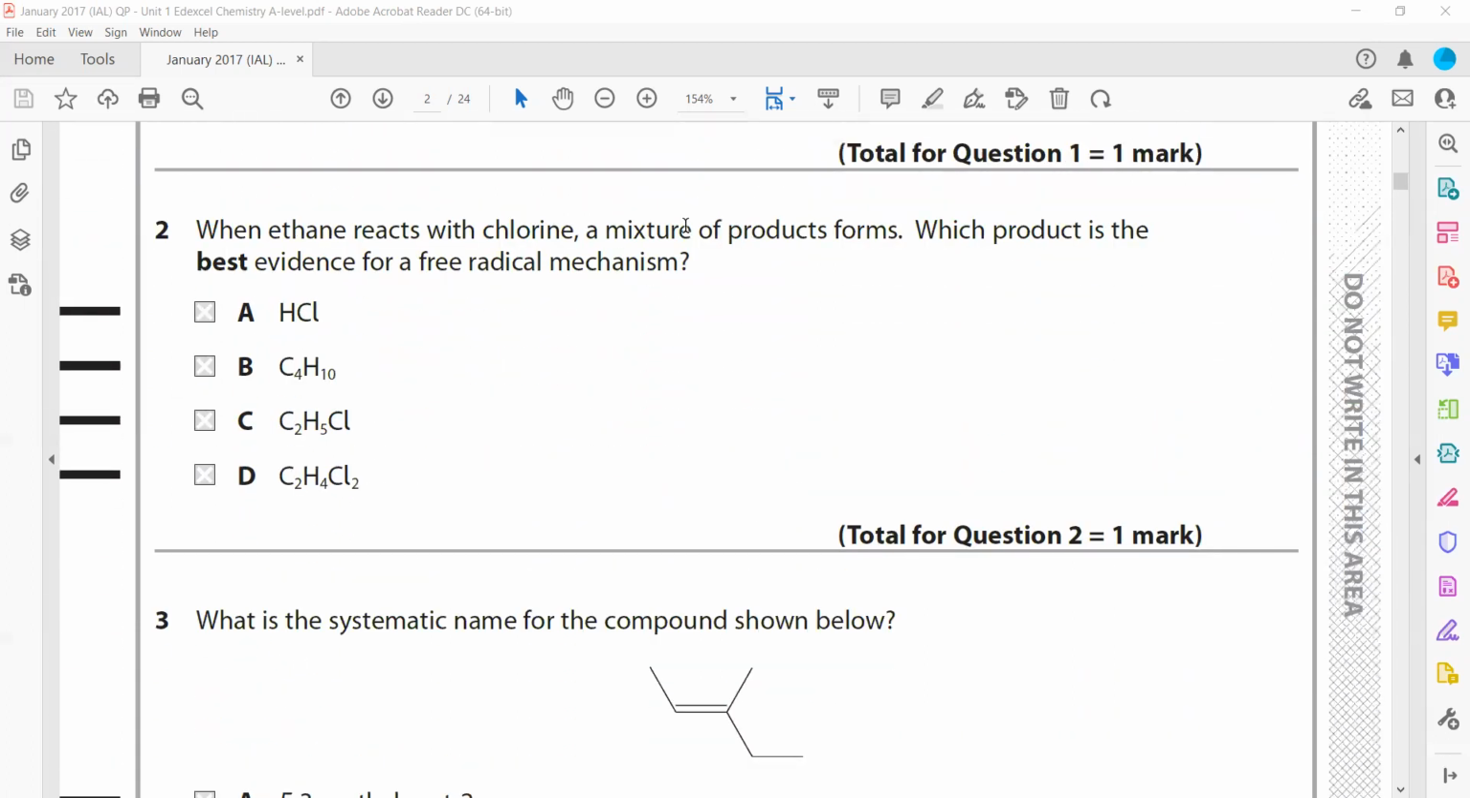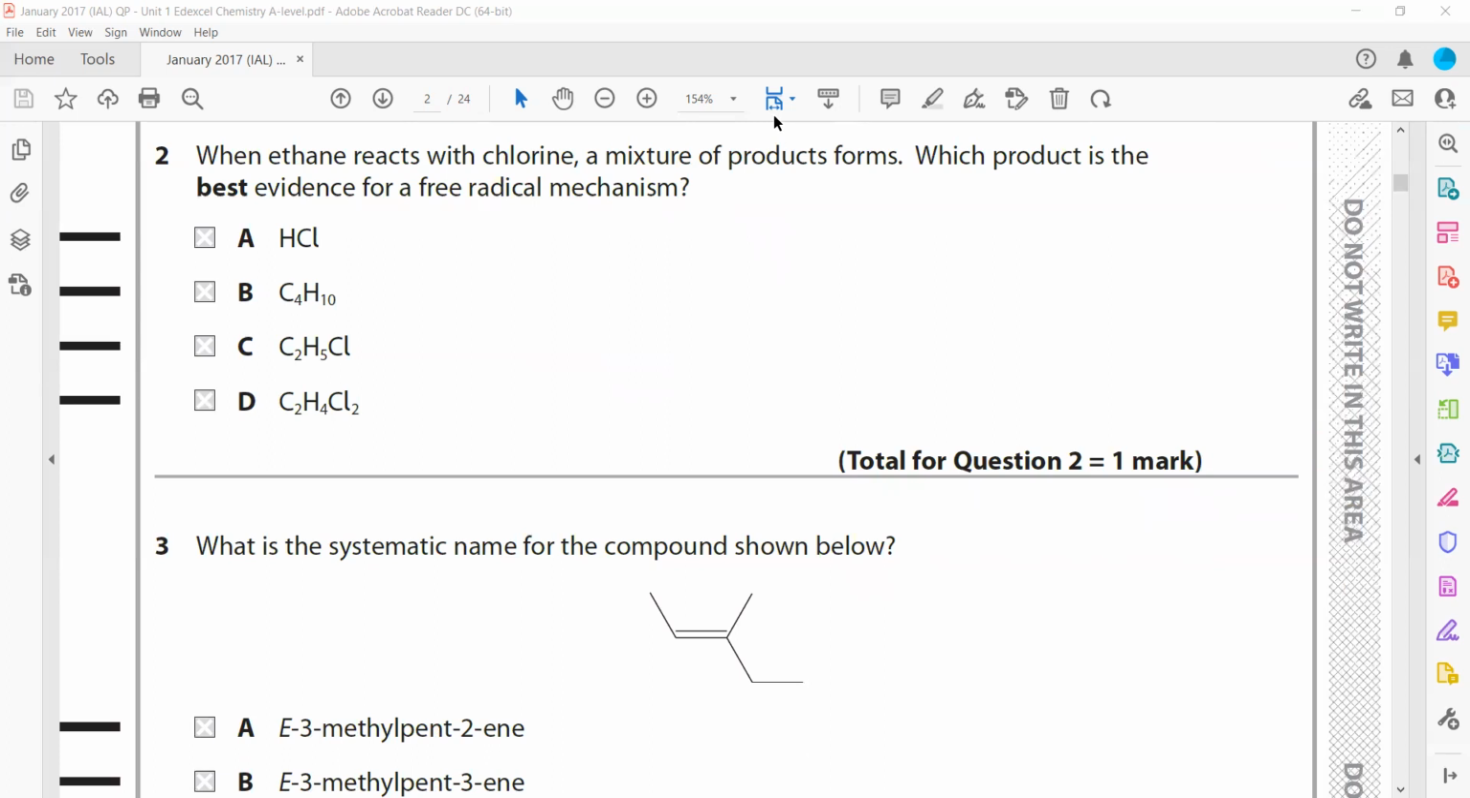When ethane reacts with chlorine, a mixture of products forms. Which product is the best evidence of a free radical mechanism? Free radical mechanism, basically the termination steps. For example, chlorine is reacting with ethane. Ethane is C2H6. This is the overall reaction. It will produce C2H5Cl plus HCl.